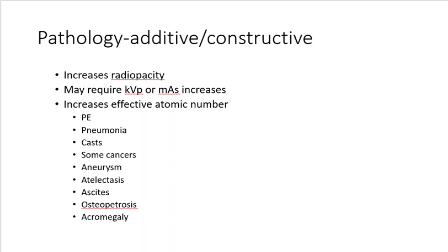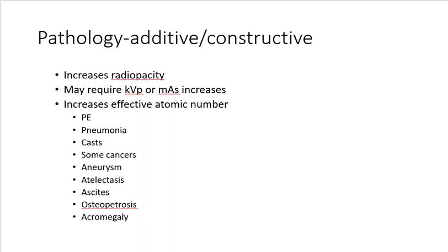Casting types of casting material, you need to know what type of casting material you're looking at. Is it fiberglass? Is it wet fiberglass? Is it plaster? Is it wet plaster? If it's dry fiberglass, you don't need to make any kind of adjustments at all. If it's wet fiberglass, you're going to need to increase, and you can increase your KVP or your mass, either one. If it's wet plaster, you're going to have to increase significantly. You're looking at maybe a double of your mass, maybe a 10 KVP increase, or a 15% increase in KVP is pretty significant. Aneurysms are additive, but they don't really call for an increase in technique.